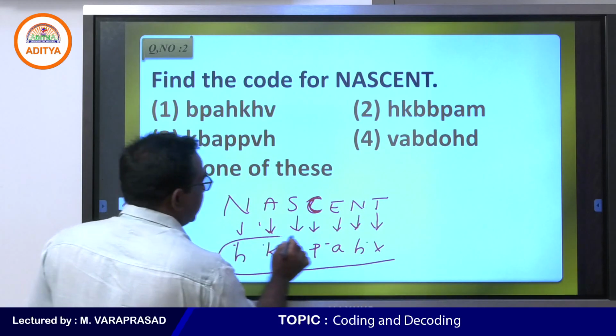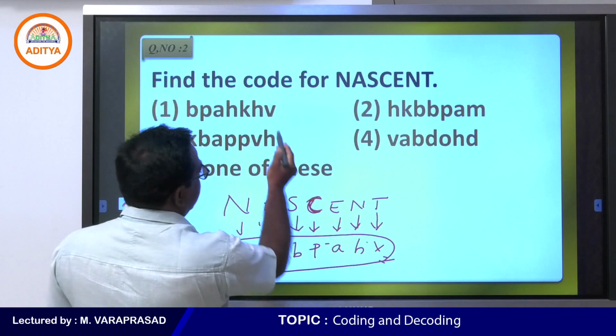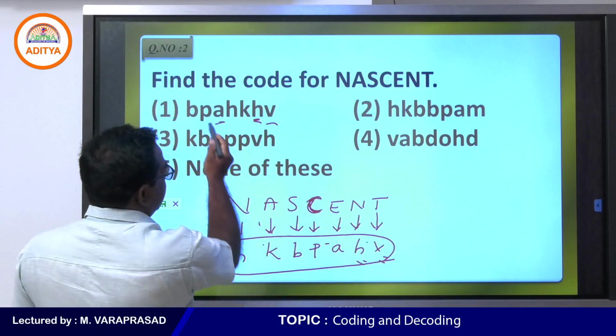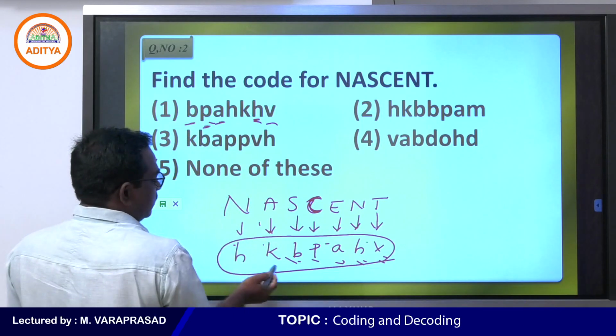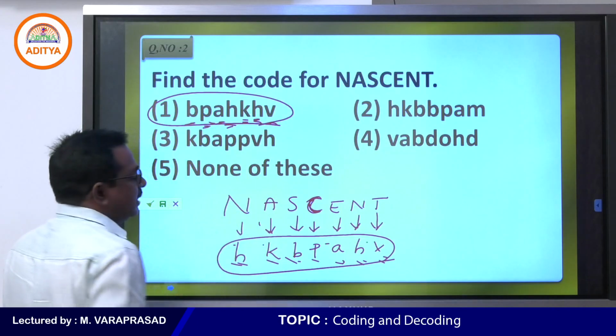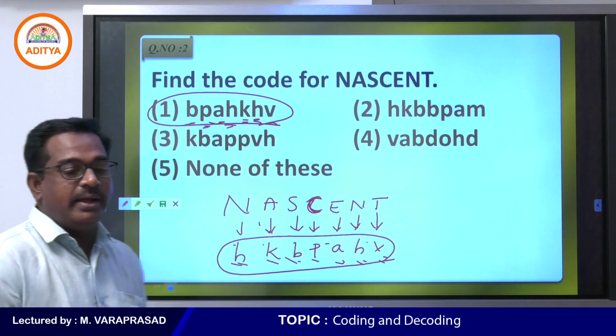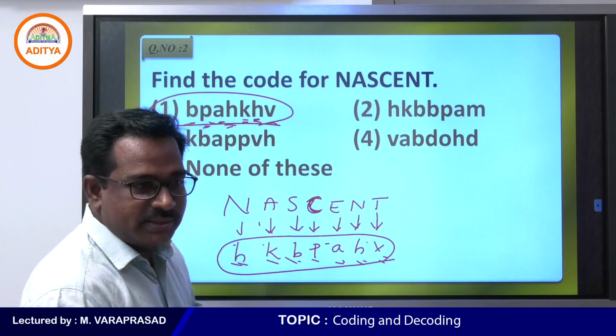Now see where these letters are. V is there, H is there, A is there, P is there, B is there, K is there and H is there. So in the first option they are in jumbling order, not in a proper manner, right? Yes, my students, right?